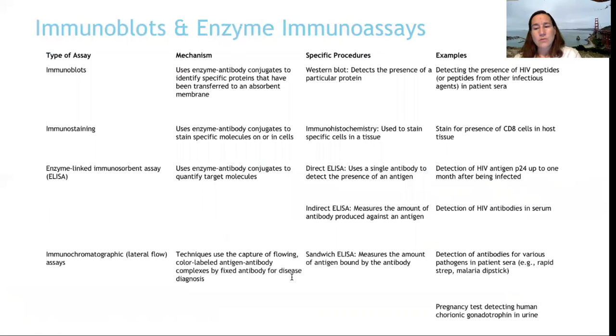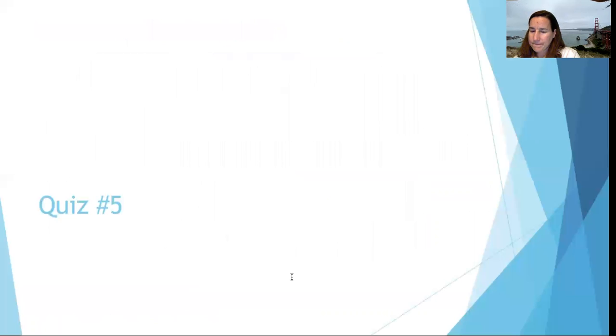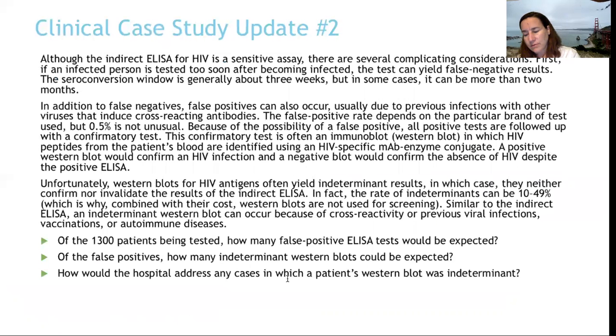Okay, so those are lateral flows, and we talked about ELISAs, direct ELISAs, sandwich ELISAs, and indirect ELISAs. And we also talked about the immunostaining. The last section that we need to talk about, of course, before we get there, case study update. Okay, so we said that they were going to test everyone for HIV. We are looking for an indirect ELISA because we want to know not if they have the antigens, we want to know, do they have the antibodies against it? Do they have the anti-HIV antibodies?